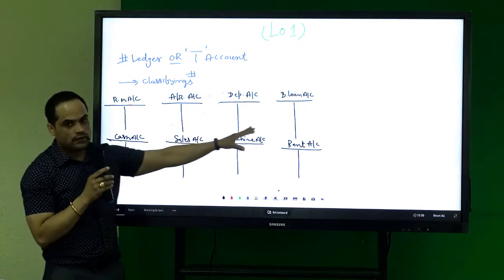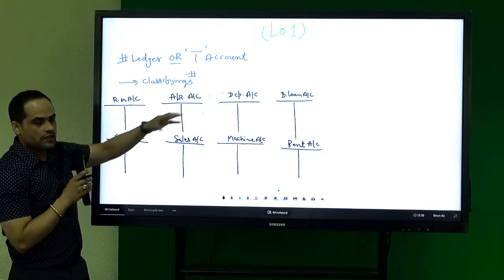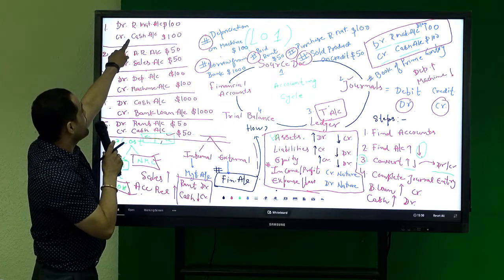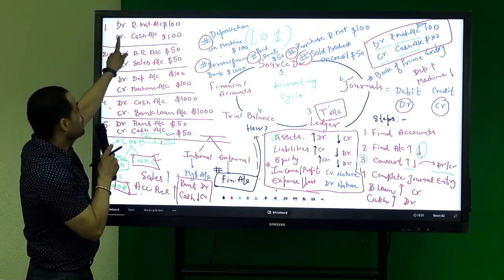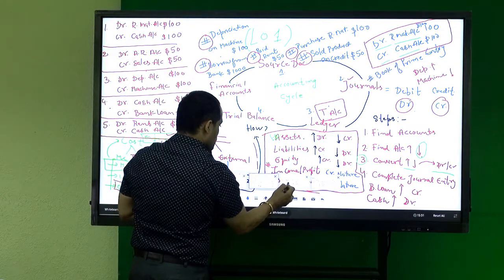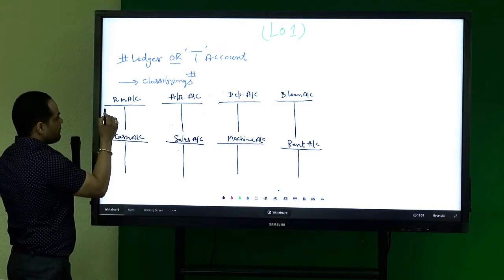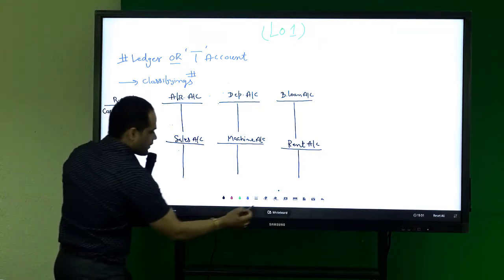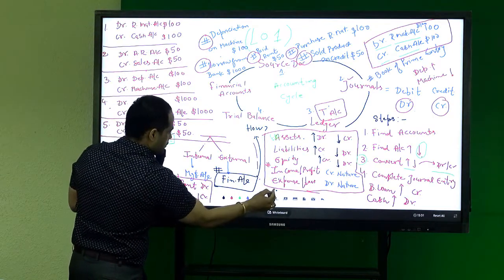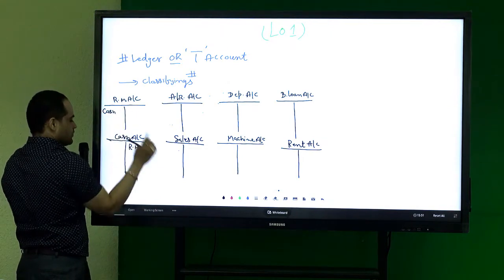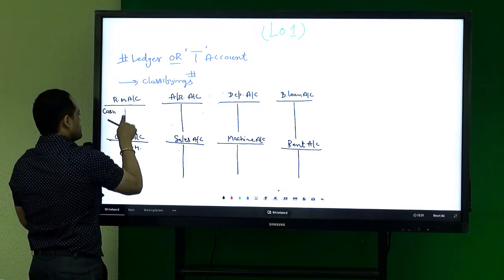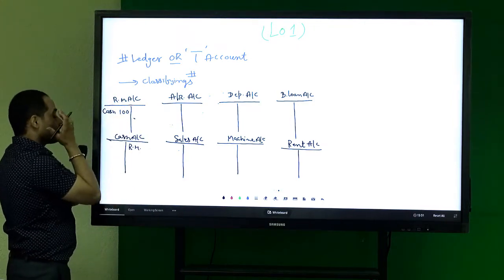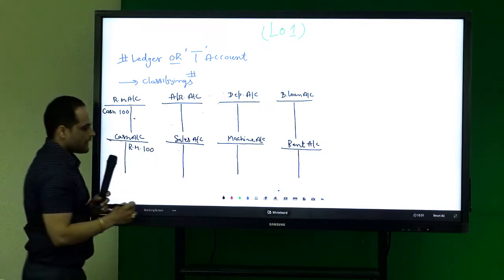All right, so we have already made the formats of the accounts. Now we will transfer all the numbers here. Be careful when you transfer the numbers. First, raw material debit, cash credit. Raw material is debited because of cash, and cash is credited because of raw material. The amount is 100.